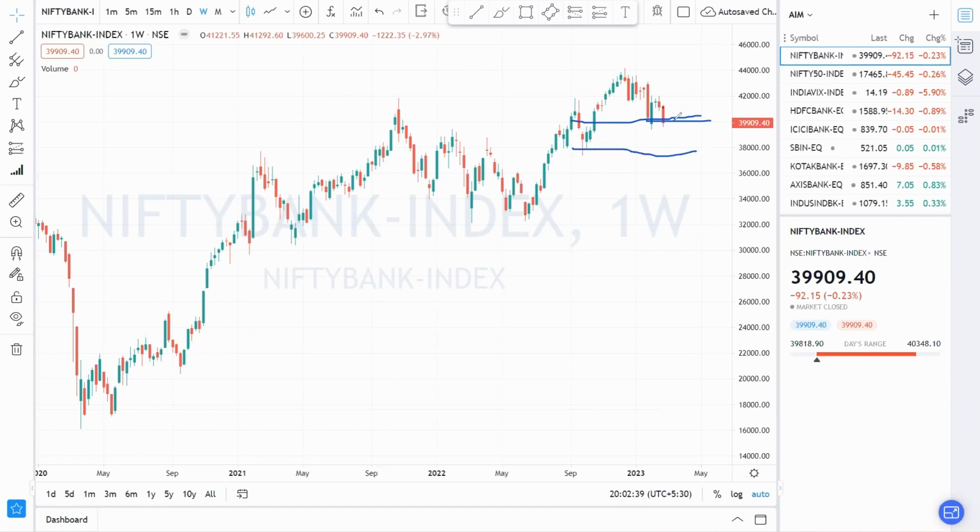And for taking any kind of buying trade, it needs to close above 41,500 or 600. Then after that you can expect a buying trade. Now let's look into the 1 day candle for taking any kind of trade.